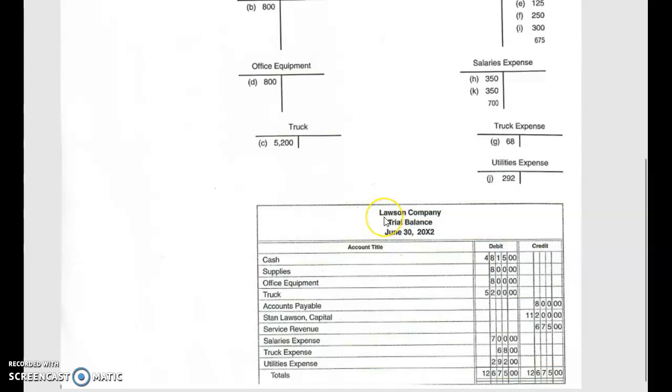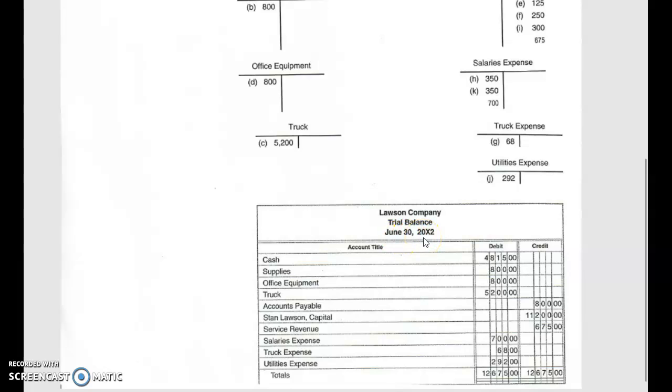The way to prepare it is, of course, like any kind of financial document, you're going to have the three pieces of information at the top. You have the name of the company, you have the name of the document, and you have the date. Now notice that the trial balance only has a date on it, much like the balance sheet, because these are the account balances as of this day. It's not a period of time, it's just a snapshot, so it is just one day.